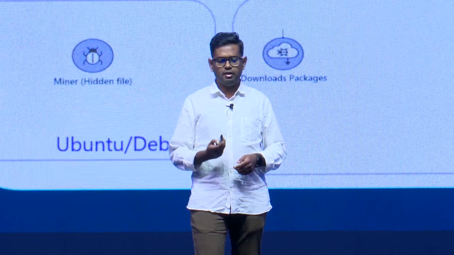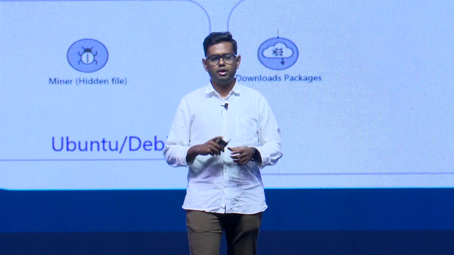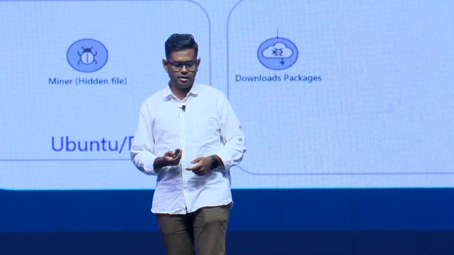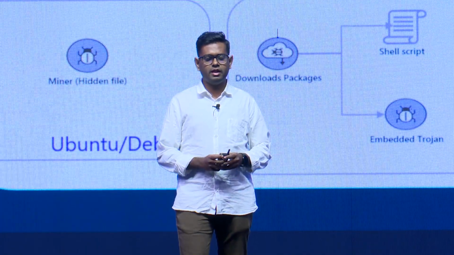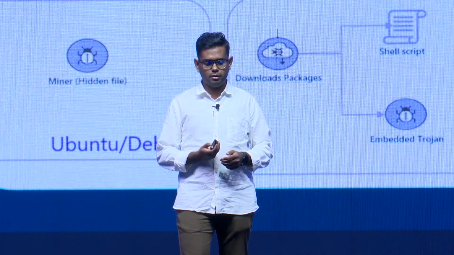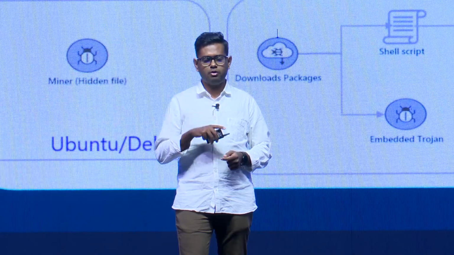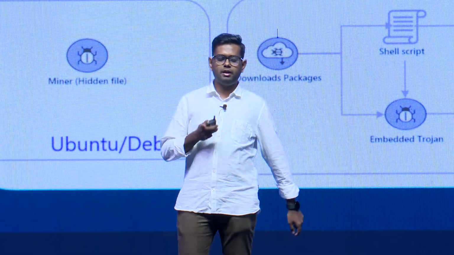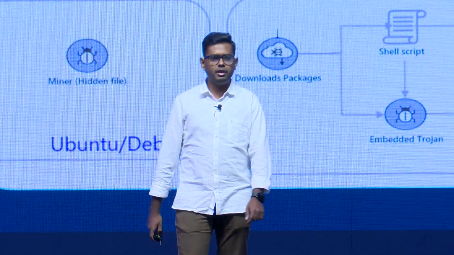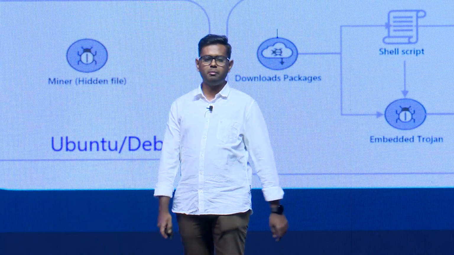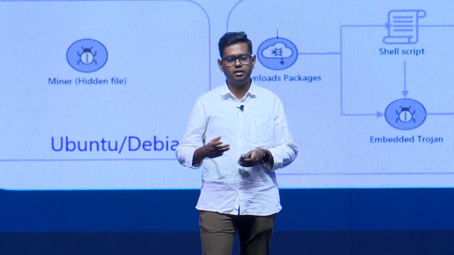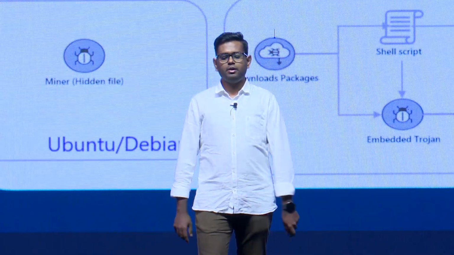But if it finds that it is running on a CentOS or Red Hat-based family, it will try to get the kernel version associated with that CentOS or Red Hat, and based on that kernel version, it will download dedicated packages. These packages contain a shell script as well as an embedded Trojan. This shell script again tries to disable security and clear logs, and after that it extracts the miner from the embedded binary and executes it. After executing the miner, it will try to hide the file, process, and network-related activities of the miner by using kernel modules.